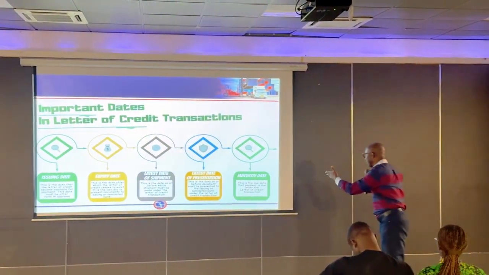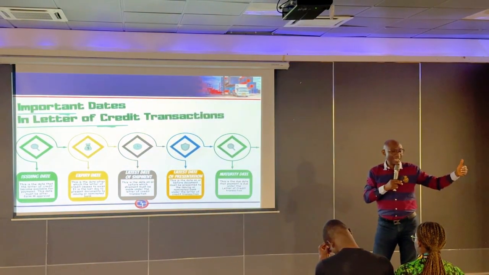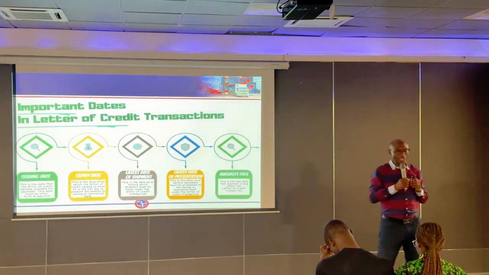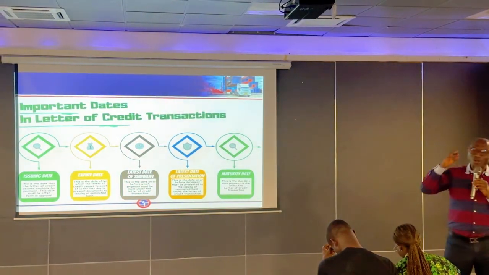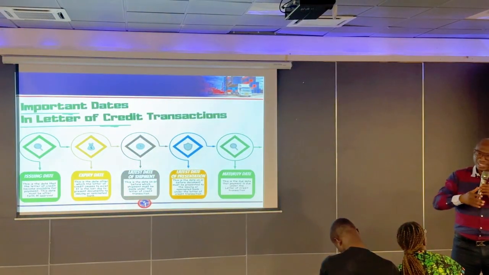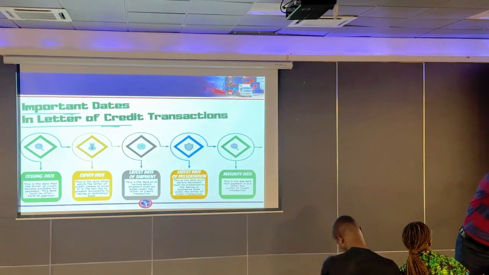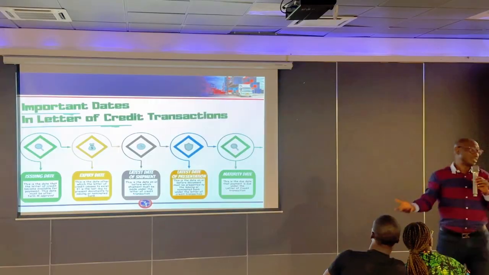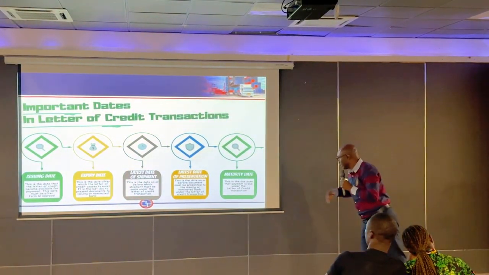Latest date of shipment is the date on or before which shipment must be made. Latest date of presentation is the date on or before which documents must be presented. According to UCP 600 Article 14, what is the latest date of presentation? When you are calling this in an LC, qualify it. There's nothing like 21 days. It can be 21 calendar days or 21 banking days.